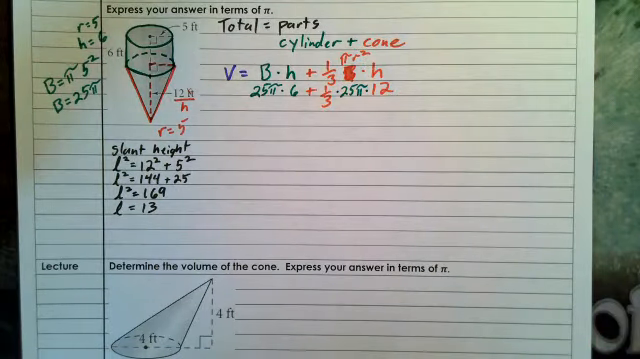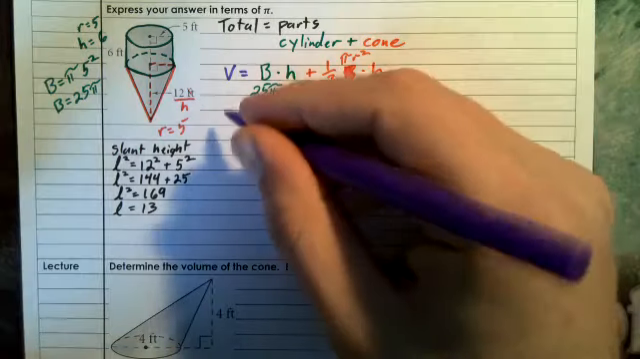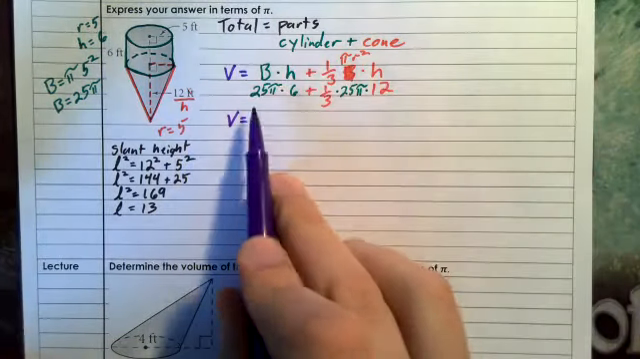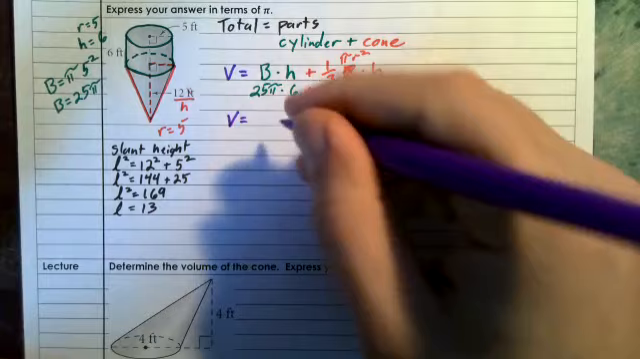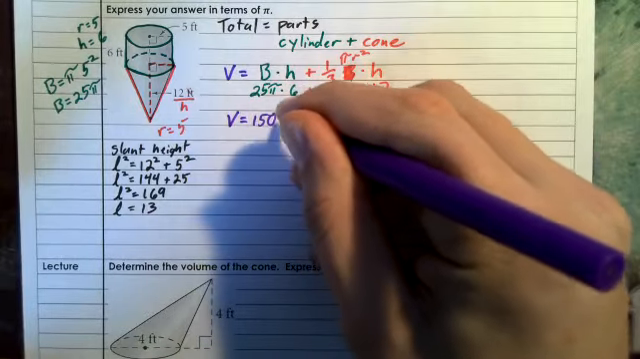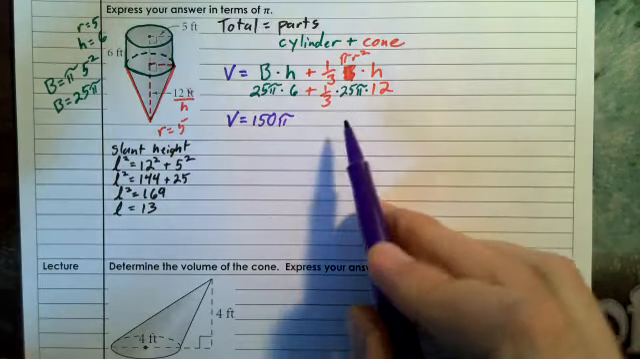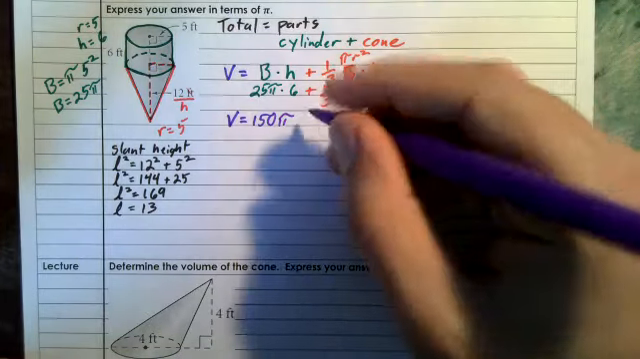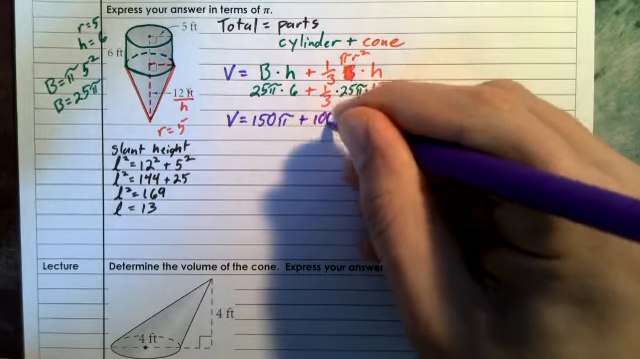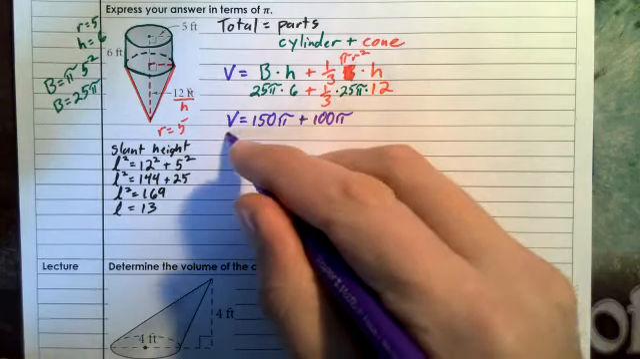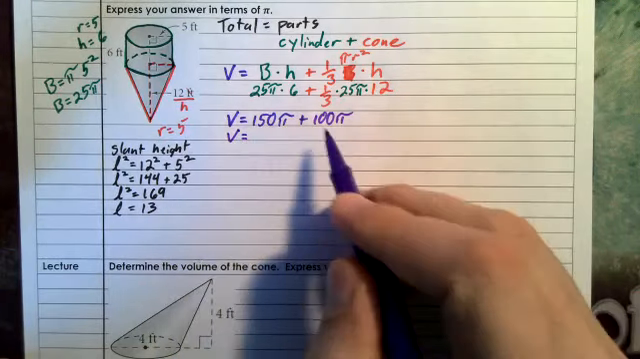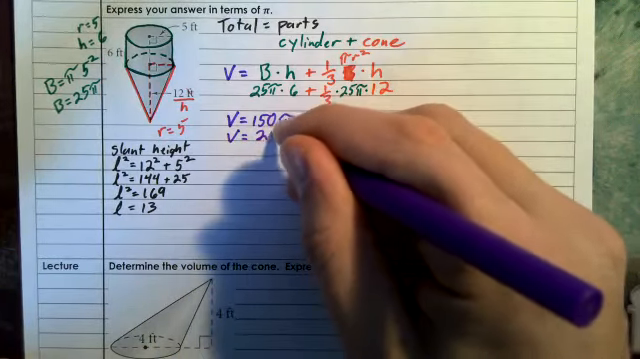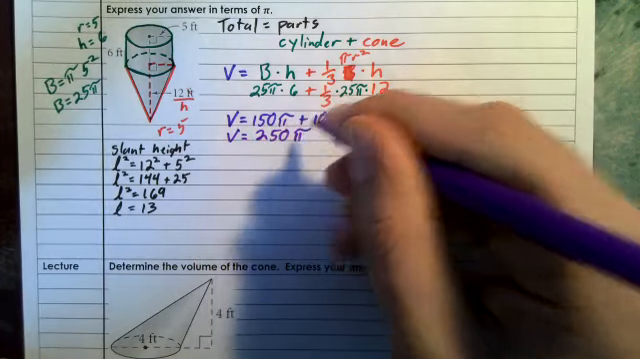All right. So our volume just needs to simplify that down. So 25 times 6 is 150 pi. And then let's see, a third of 12, that's 4 times 25. So that's 100 pi. So our volume equals 150 plus 100, so that's 250 pi.